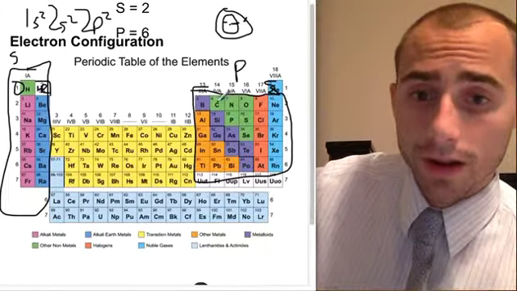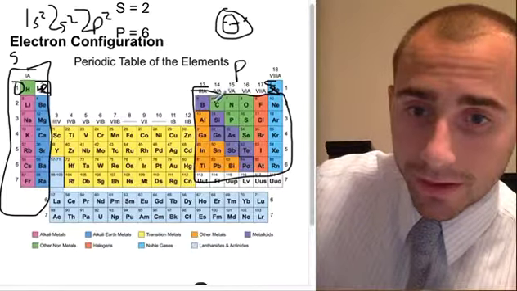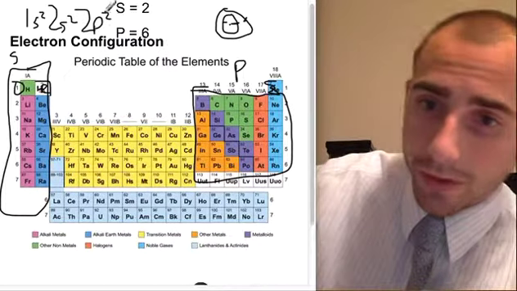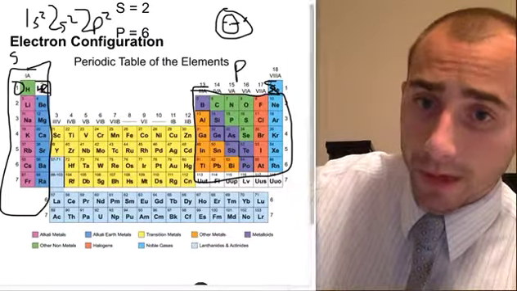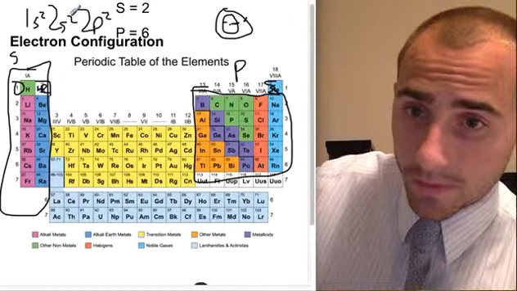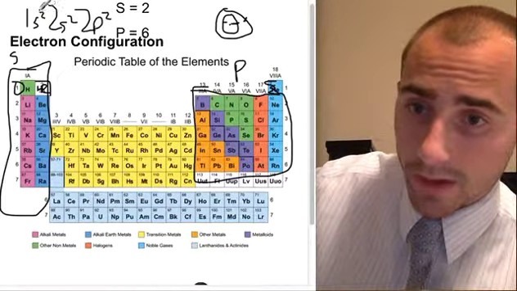Let's check our work. Carbon has a total of 6 electrons. Do we have a total of 6 up here? Yes. We have 2, 4, and 6, just like that.